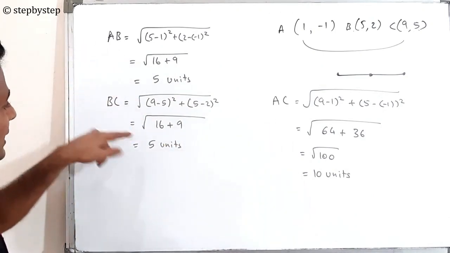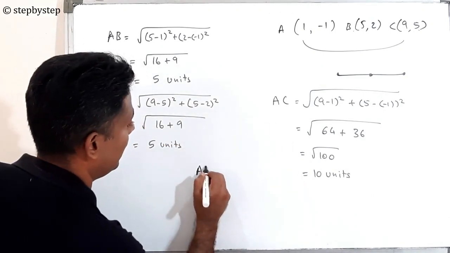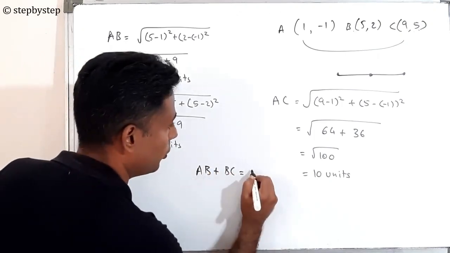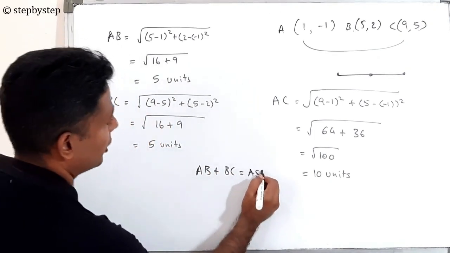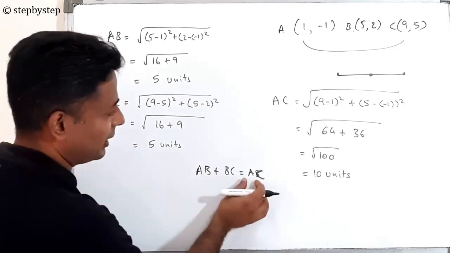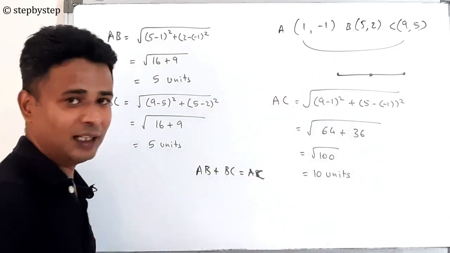And AB and BC are 5 units each. So what do we get? AB plus BC equal to AC, right? Sorry, AC. So we have AB plus BC equal to AC, hence the 3 points are collinear.